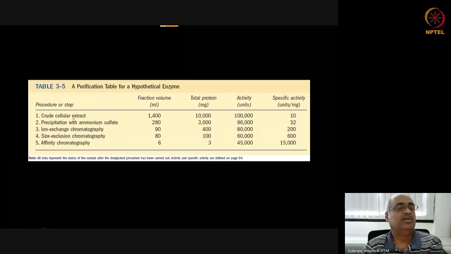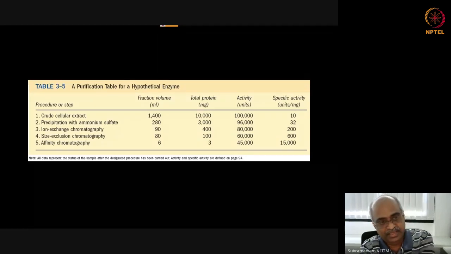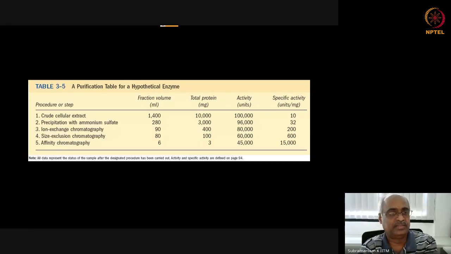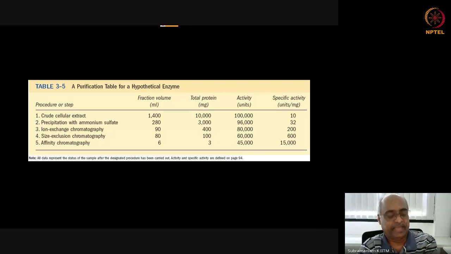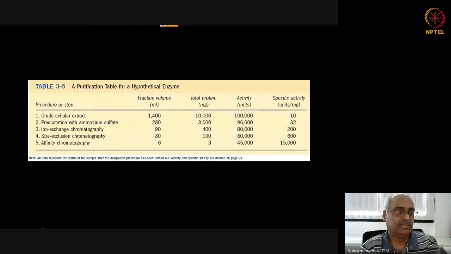So the first step here is precipitation with ammonium sulphate. We didn't go into the details of how ammonium sulphate helped here, so don't worry about it. That is something we will not have time to get into. So basically, if you add ammonium sulphate to a solution of proteins, since this is a charged molecule, it is going to more readily interact with water than the proteins dissolved.